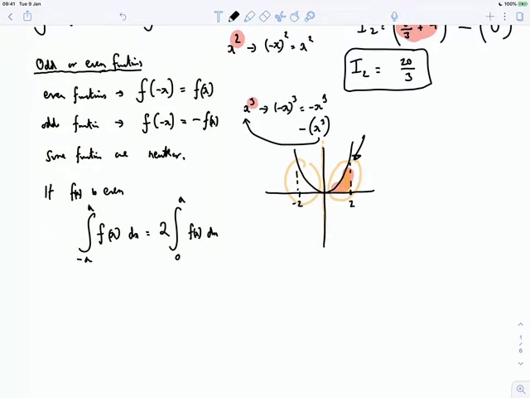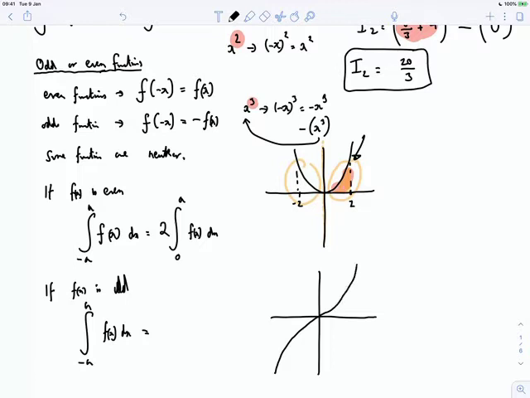And now it's even easier, because if f of x is odd, then the integral between minus a and a of f of x, if f of x is odd, well, what would happen there? Well, let's take the x cubed function, looks like this. And if I go between 2 and negative 2, then I'm going to be wanting this area here plus this area.